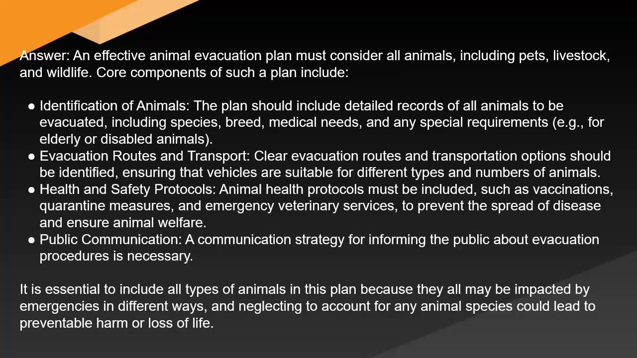Health and safety protocols: animal health protocols must be included, such as vaccinations, quarantine measures, and emergency veterinary services to prevent the spread of disease and ensure animal welfare. Public communication: a communication strategy for informing the public about evacuation procedures is necessary. It is essential to include all types of animals in this plan because they all may be impacted by emergencies in different ways, and neglecting to account for any animal species could lead to preventable harm or loss of life.